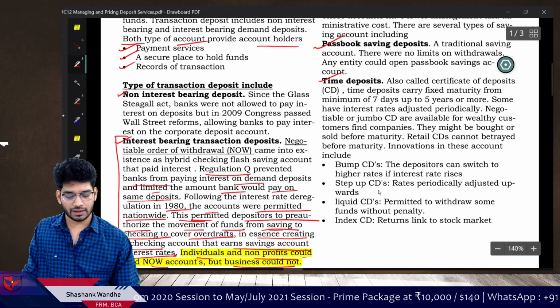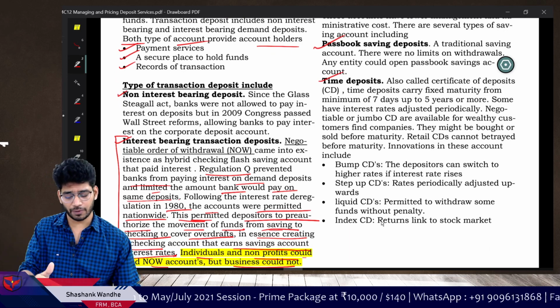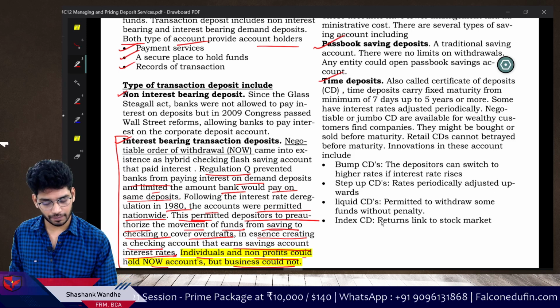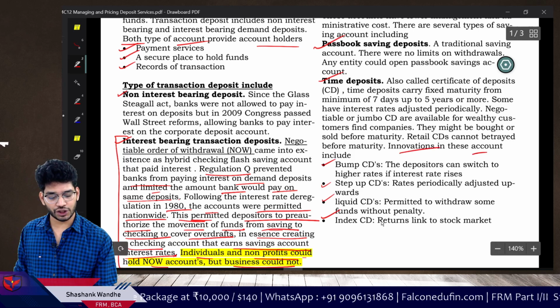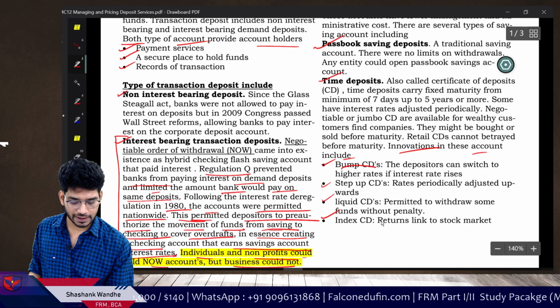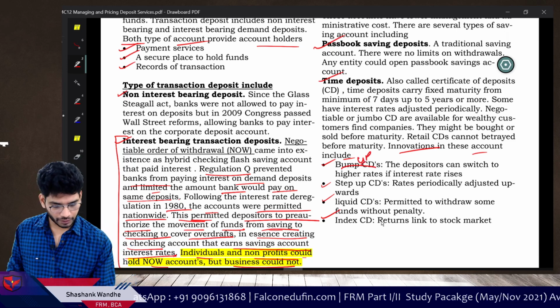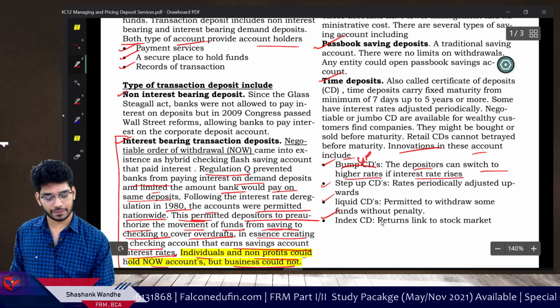Then time deposits like the certificate of deposit. Fixed deposit, just remember this fixed deposit and then read this particular section. You'll be able to understand what the theme is here. Then there are 4 variations or innovations of these accounts included here. So first is the bump up CD. This is bump up CDs, where depositors can switch to higher rates if the interest rate rises.